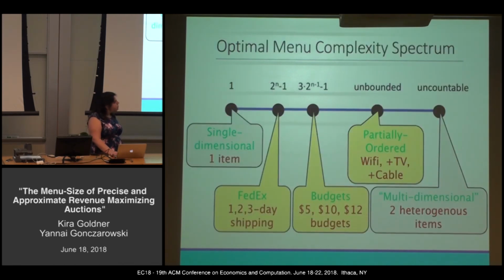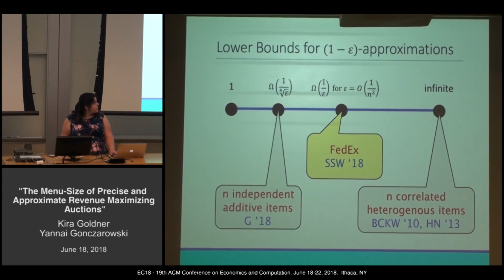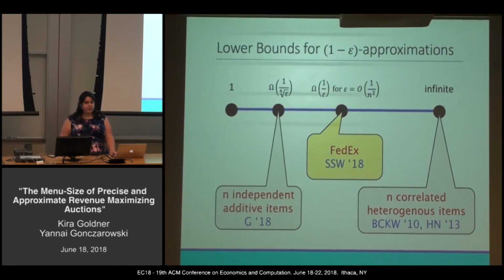And again, I'm just going to show you my pictures of how this plays into what's already known and what Yannai was talking about in the first half, which is, for optimal mechanisms, we really knew very little about menu complexity. We had 1, and we had uncountably infinite, and then we filled out this gap with exponential and unbounded for the settings we talked about. Okay, we know very little for approximation, but we do know that for epsilon in the order of 1 over n squared, we have some approximation for FedEx, and this is a stronger lower bound because the setting is simpler.